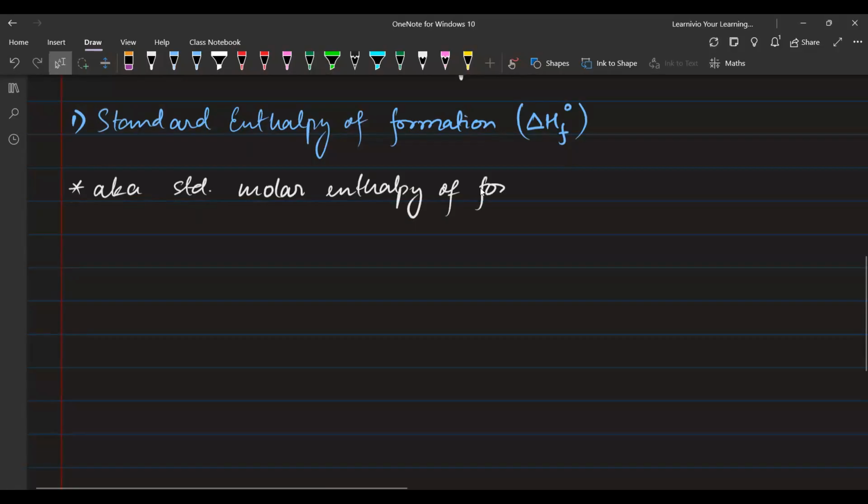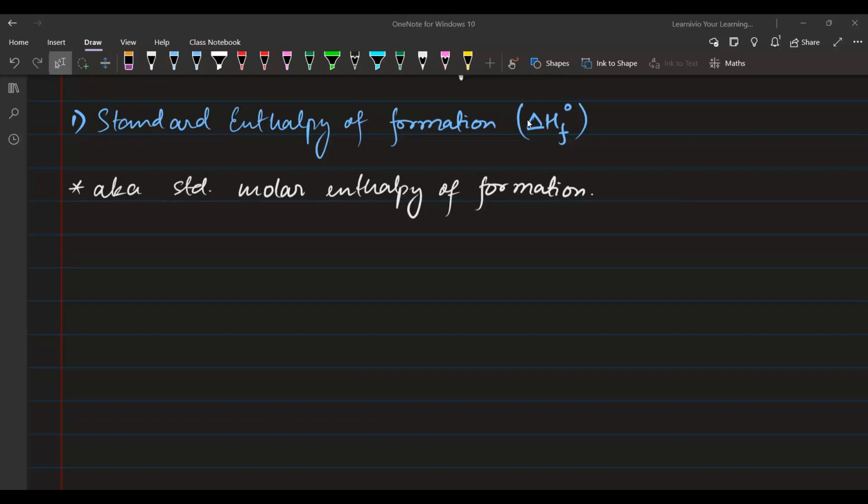Molar enthalpy of formation. Standard molar enthalpy of formation. Now, what does it mean? The definition is very important. And one thing to remember: each and every standard enthalpy will represent a reaction. It will represent a balanced chemical reaction.